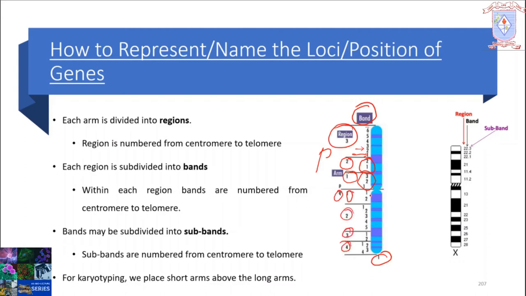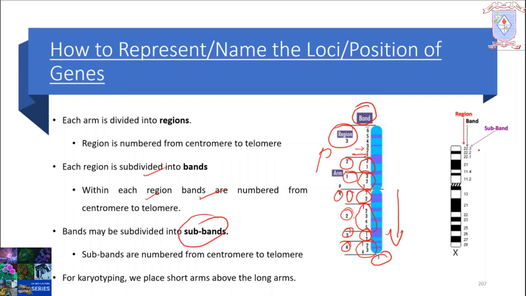In region 1, you can see 2 bands, in region 2 you can see 5 subbands, and in region 3 you can see 2 bands, and you can see another fourth region, and the bands are numbered here. Each region is subdivided into bands, and within each region, bands are numbered again from the centromere to the telomere. And bands may again be subdivided into subbands.